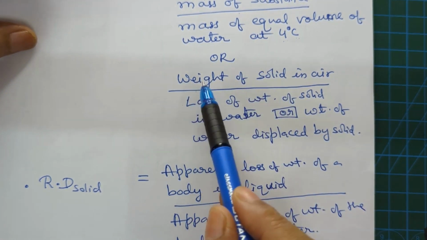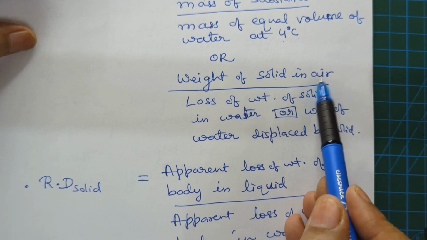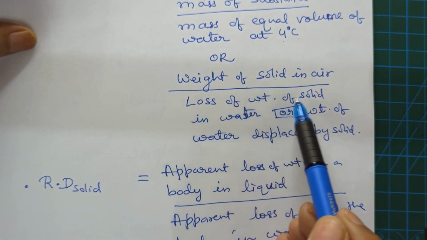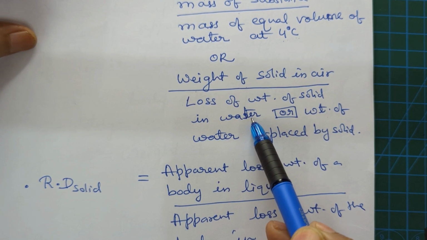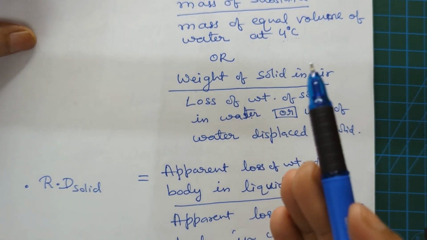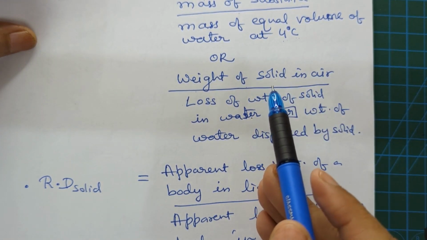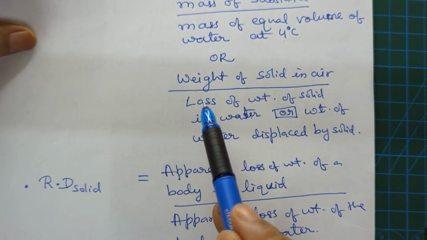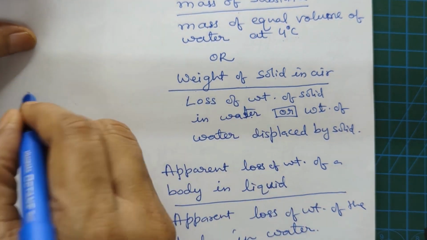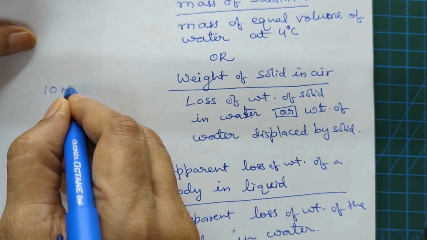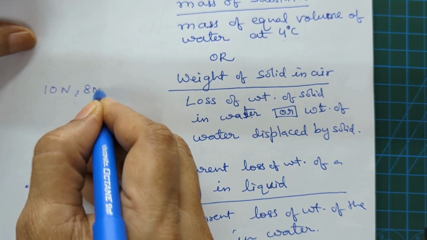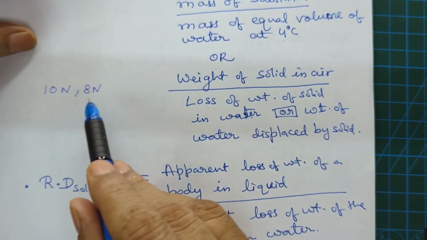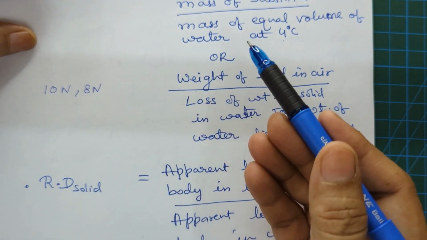It is the ratio of weight of a solid in air divided by loss of weight of the solid in water. Loss of weight of the solid in water means a solid weighs something in air, but when it is placed in water, water pushes it up. As a result, it feels lighter in water. So whatever is the difference of weight of the solid in air and water is called its loss of weight. Means if in air it weighs 10 Newton and in water it weighs 8 Newton, then the solid lost 2 Newton of weight in water.